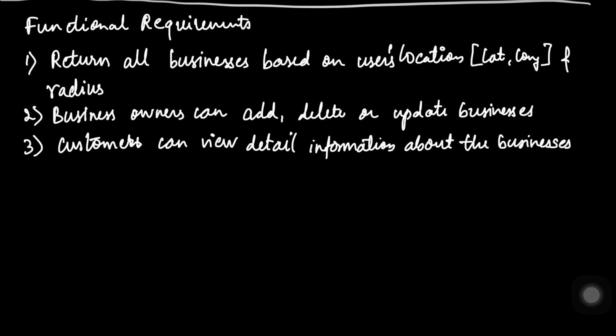I know in our case, let's say we have Yelp, where a user comes in, he just sees the nearby restaurants, he clicks on the restaurant, and he gets a detailed information about the restaurant.